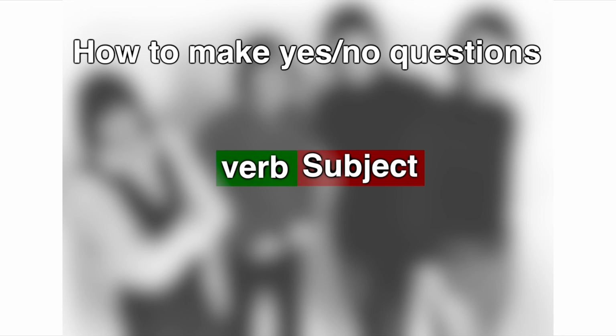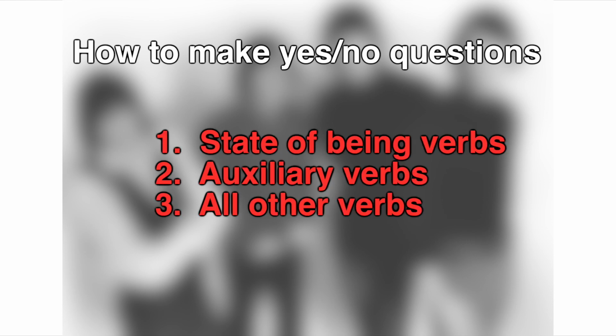Now let's take a look at a few different types of yes-no questions you can ask. The main thing to think about when you're making a yes-no question is what kind of verb you're using. There are three basic types of verbs to think about when you're making a yes-no question: state of being verbs, auxiliary verbs, and all other kinds of verbs. Now I'm going to explain what the difference between these verbs are.